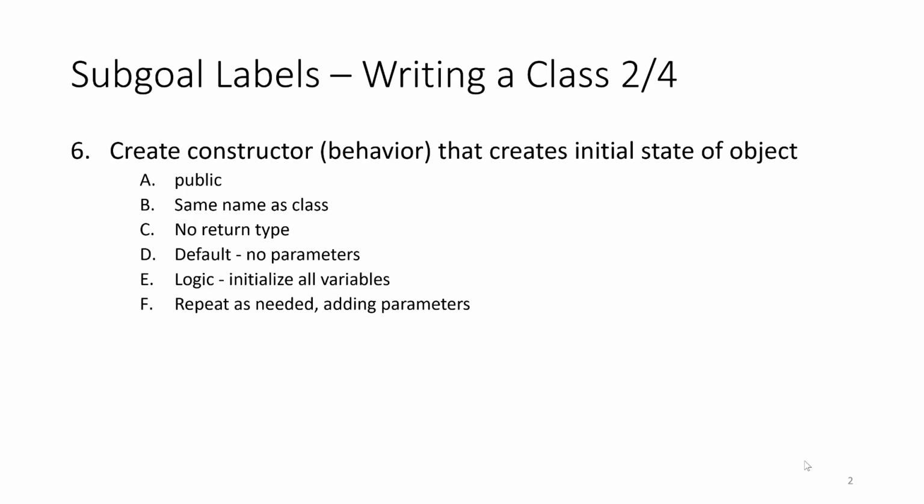Subgoal 6 is to create constructors, or behavior that creates the initial state of the object. For all constructors, they should be public, they have the same name as the class, and there is no return type, not even void. For a default constructor, it has no parameters. The logic inside the constructor should be to initialize all variables to a valid state, and then you can repeat as needed, adding other constructors by adding parameters so each overloaded constructor has a different signature or parameter list.